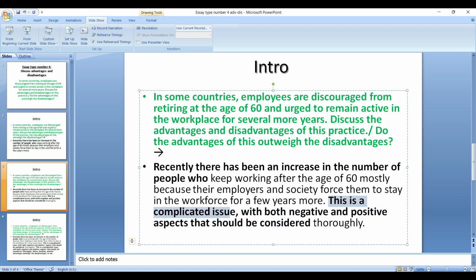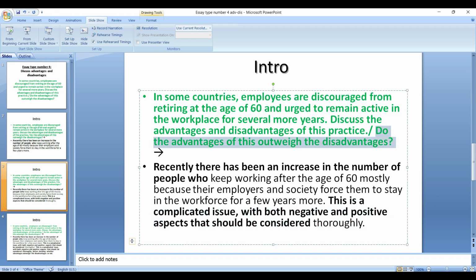This is a complicated issue with both negative and positive aspects that should be considered thoroughly. So I'm just introducing what I'm going to do throughout my essay. I'm going to discuss advantages and disadvantages, the negative and positive aspects. This is another way of paraphrasing advantages, disadvantages. In order not to be repetitive, I chose to go with negative and positive aspects.